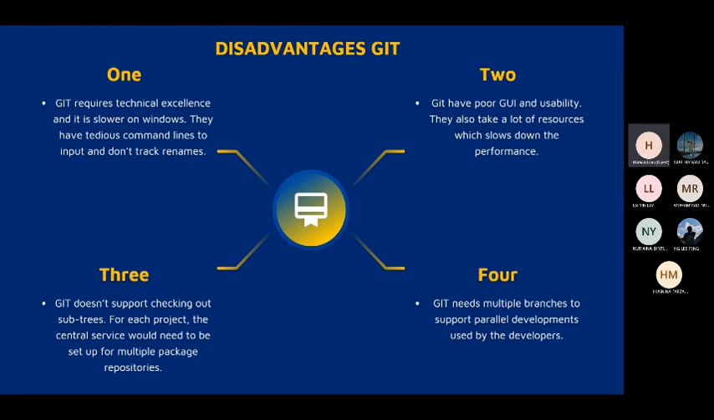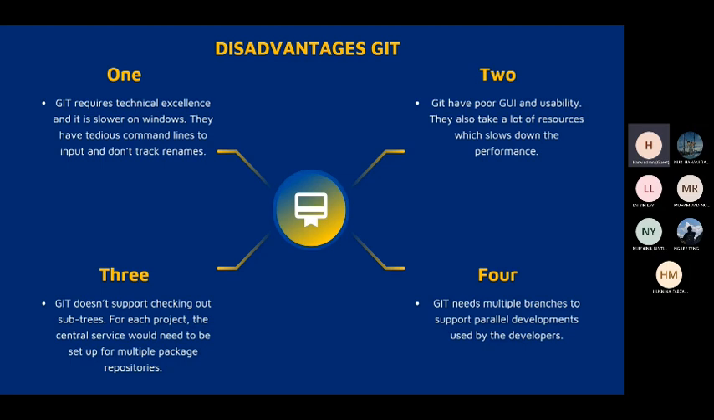These are the disadvantages of Git. One, Git requires technical excellence and it slows down on Windows. It has tedious command lines to input and doesn't track renames. So the first disadvantage is that if you use Git, it will slow down your Windows.